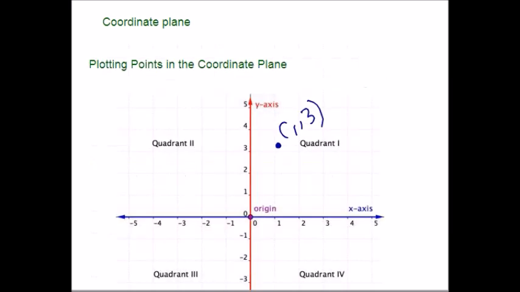Now let's see plotting points on the coordinate plane. Now that you know how to use the x-axis and y-axis, you can plot an ordered pair as well. Just remember, both processes start at the origin, the beginning. Okay, I'm going to show you an example of how to graph the ordered pair 1, 3.